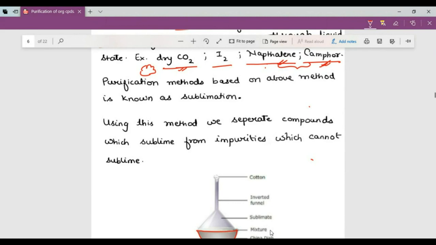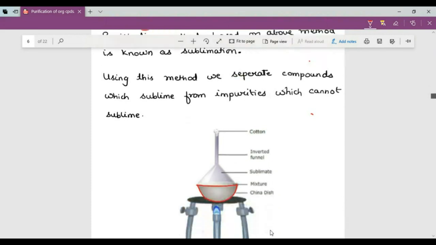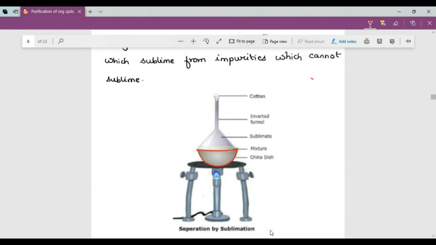Correct? So how do we use this whole thing? We were discussing how this whole thing works. The apparatus for sublimation is somewhat like this. This is our burner, and this is our tripod stand. On that tripod stand, one gauze is placed. Gauze is nothing but a net of iron, in very layman language. This is our china dish. China dish, again in layman language, is a bowl of ceramic, but it can sustain very high temperatures.